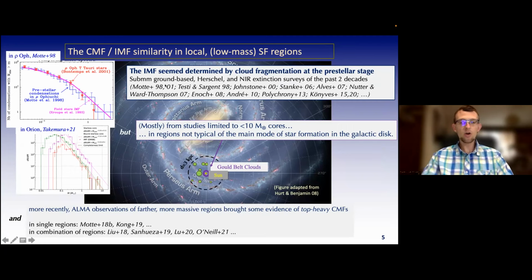However, most of these studies were limited to relatively nearby star forming regions, namely many clouds in the Gould Belt, and also relatively low to intermediate mass star forming regions. Typically, we're talking about cores below 10 solar masses and stars up to 4 or 5 solar masses. More recently, ALMA observations of further and more massive regions brought some evidence of a top-heavy CMF. And this was the context when ALMA IMF started.